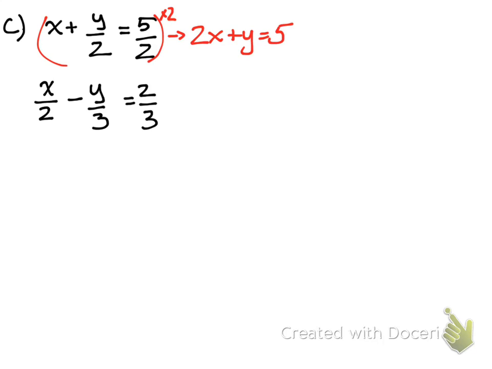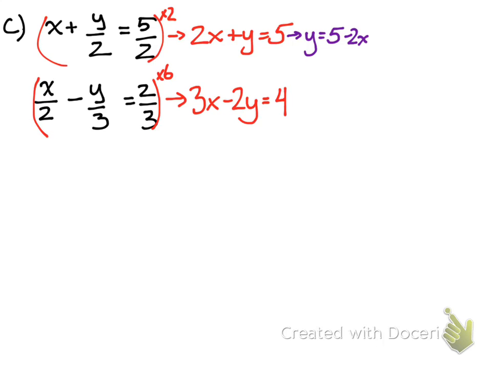And in the bottom, the common denominator would be 6. So we'd multiply everything by 6, and 6x over 2 is 3x, 6y over 3 is 2y, and 6 times 2 is 12 over 3 is 4. So there's our two equations here. And now what we need to do is we need to either eliminate or substitute. And we can take this equation and isolate y pretty easily. So one way to go is substitution. And then we can take that and sub it in for y.